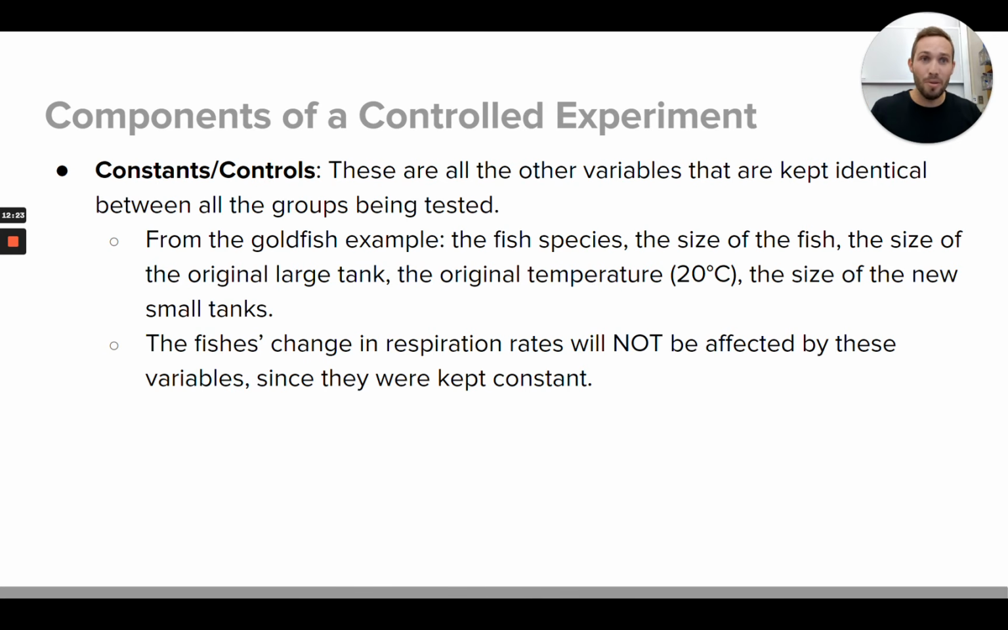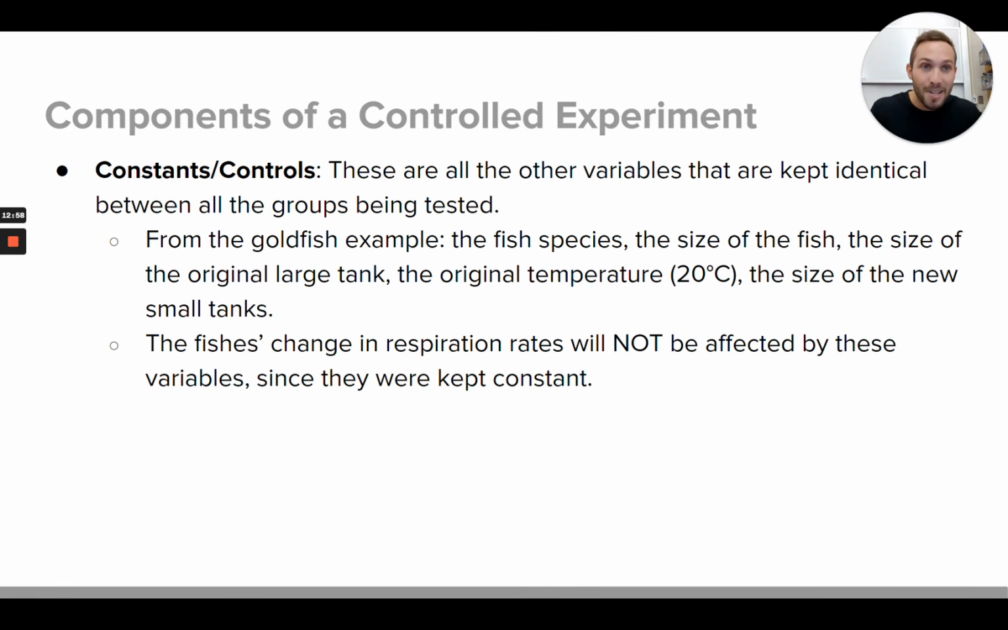For my goldfish example, here's a few things. For example, the fish species, they were all the same fish. It's not like I used a goldfish and tested a betta fish for the next group, and another fish, Nemo, in another fish bowl. It was all the same type of fish. They were all the exact same species of goldfish. They were all the same size of fish. They were all in the same original tank that was identical for all of them. They all started off at the same temperature of 20 degrees. And then when I put them in small new tanks, those small new tanks were all the same size and had the same amount of water.